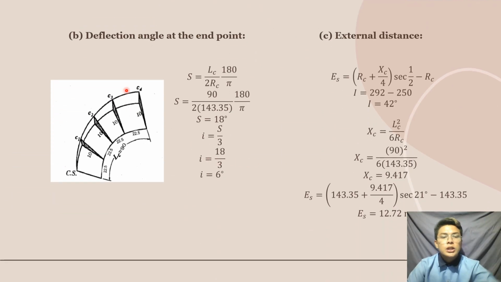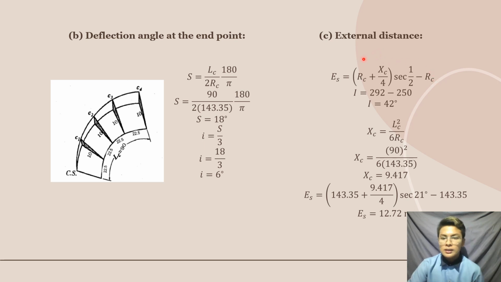Next is the deflection angle at the endpoint. Given the figure, we must first get our S using the formula Lc divided by 2Rc times 180 divided by pi. Using the cross method, we substitute all the values, and we get S is equal to 18 degrees. Then the formula for the deflection angle is I equal to S over 3. 18 divided by 3 is 6.